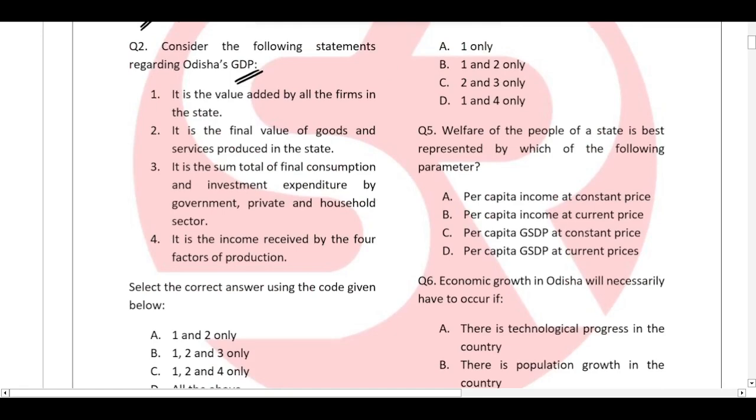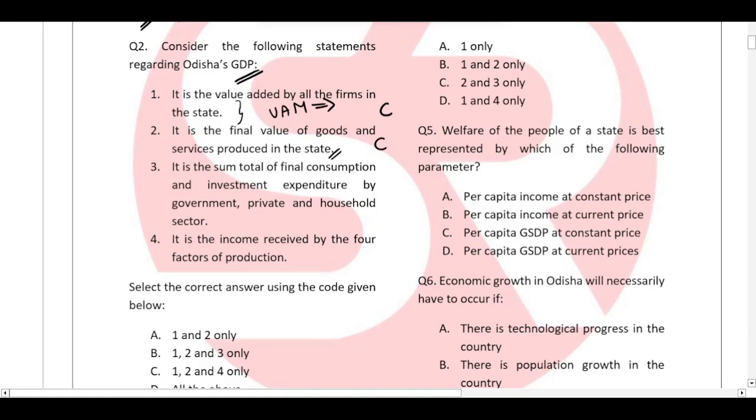Now if you look at this question, it is asking about the GDP definition itself but through different methods. Now the statement 1 says it is the value added by all the firms in the state. So through the value addition method, we calculate the GDP by considering the value added. So hence this statement is correct. It is the final value of all the goods and services produced in the state. We just discussed that GDP is the final value of all the goods and services produced within the country for a particular period of time. So here with respect to Odisha, it is the state. So this is also correct.